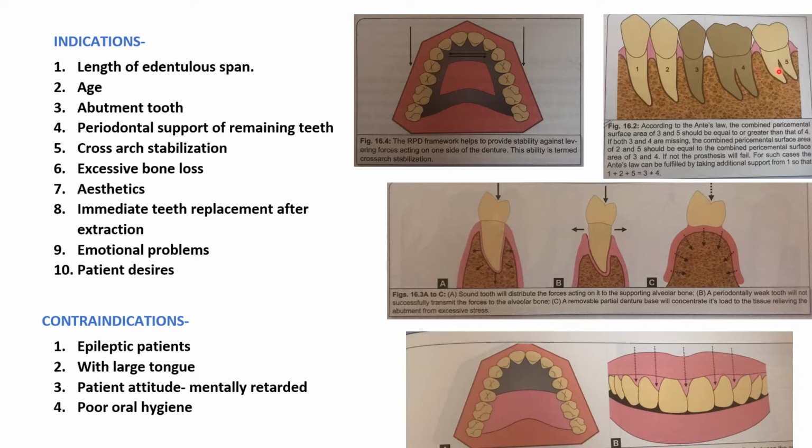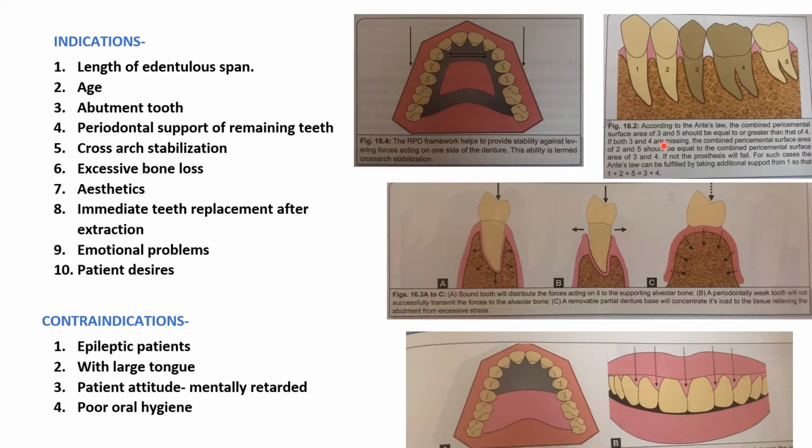As fixed partial dentures take support from their abutments, the abutments should be strong enough to give them proper support. And this Ante's law is properly explained in fixed partial dentures, which I'm going to do when I complete my portion for the fixed partial dentures.